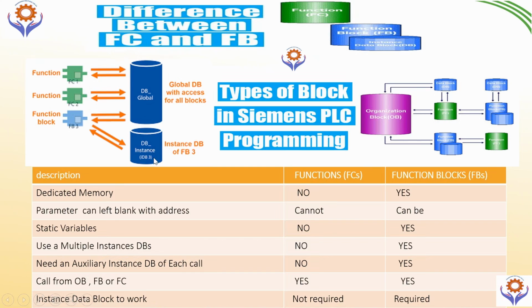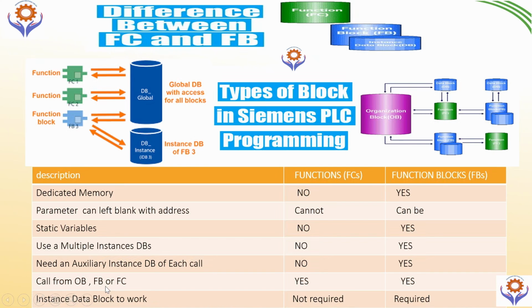It will create many DBs. I showed in the examples also when we made the configuration. And also if you see the auxiliary instance for each call, it is not possible in the function, but here it will be possible. And for calling from OB1, it is possible in both function as well as function block.